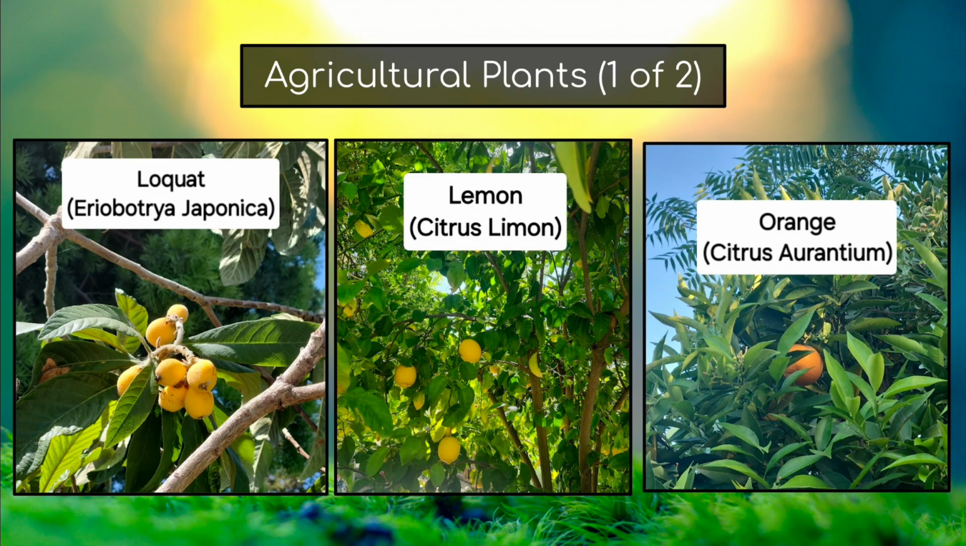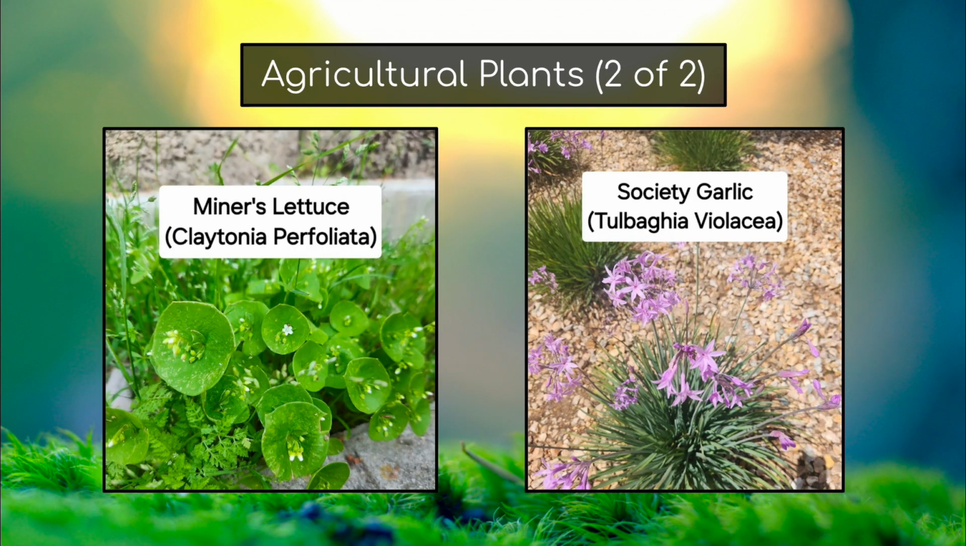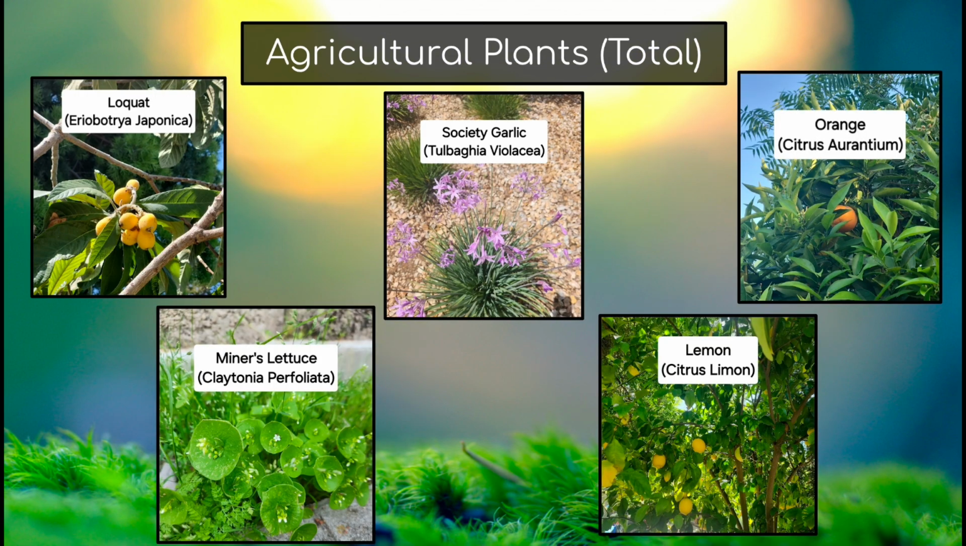The next few slides go over the agricultural plants that I discovered over the course of my survey. On this slide, you can see that I identified several fruits, such as the loquat, lemon, and orange. Here I have captured two more agricultural plants, miner's lettuce and society garlic. As you can see, agricultural plants produce food.